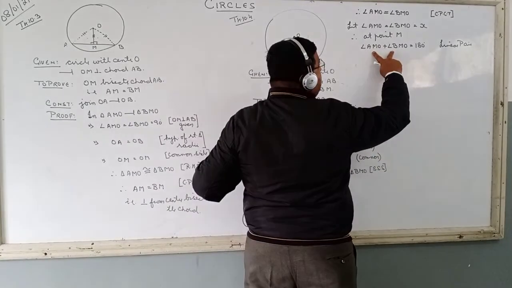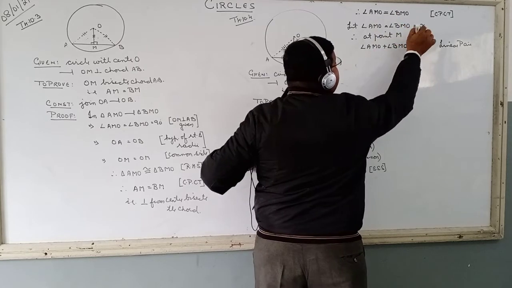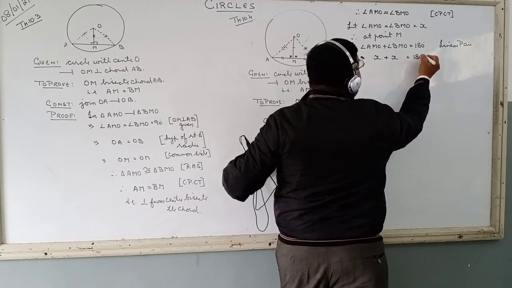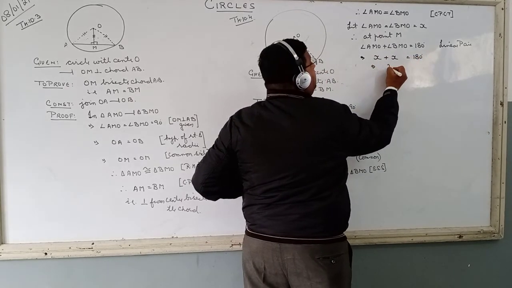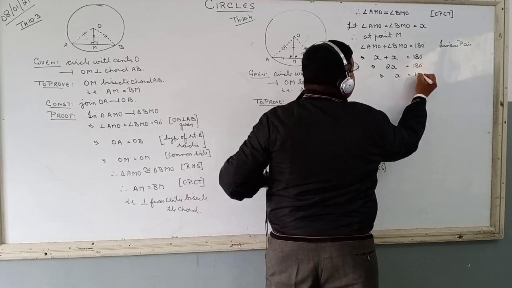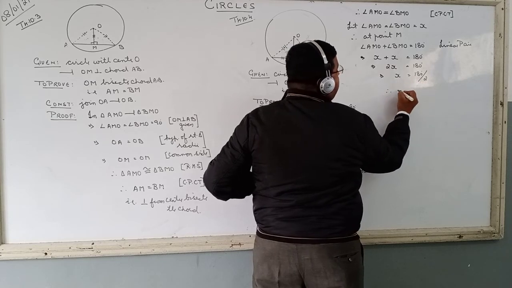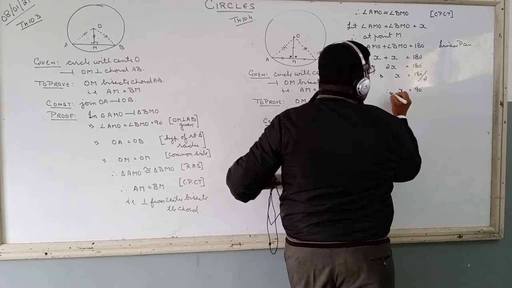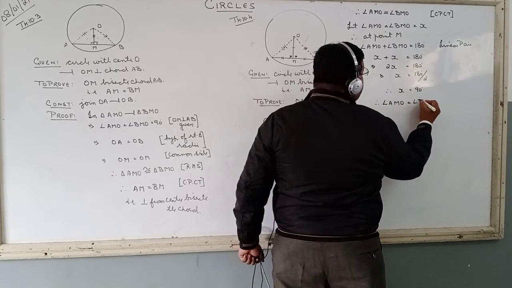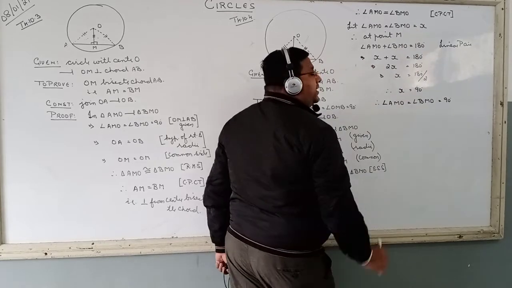Now, are both of them equal? We have already proved. What is the angle we have taken it as? x. So substitute x plus x is equals to 180. x plus x, 2x is equals to 180. So therefore, x is equals to 180 upon 2. 2 is in multiplication, 2 is in division. So therefore, x is equals to 90. So therefore, angle AMO equals to angle BMO is equals to 90, since both of them are equal.